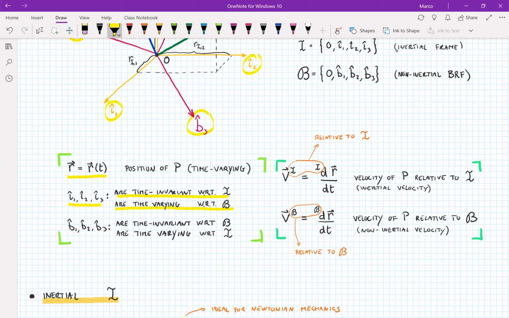So I1, I2, and I3 move with respect to B. If we are fixed in the B frame of reference, we see I1, I2, and I3 move. A similar conclusion can be drawn for the B1, B2, and B3 versors, which are time invariant with respect to the body frame of reference because they're fixed with the body frame of reference itself. But of course, they are time varying with respect to the inertial reference frame.